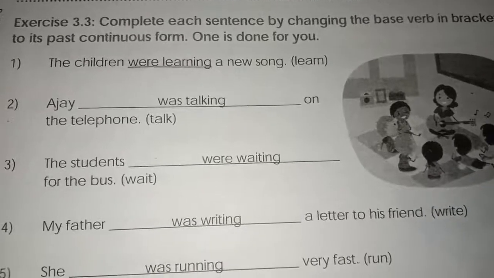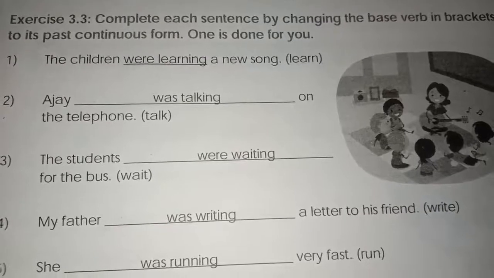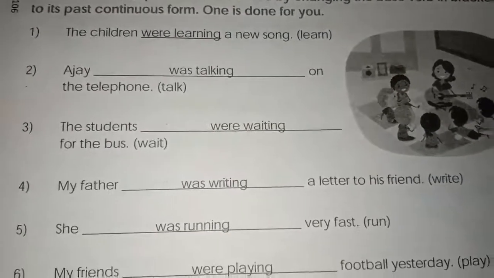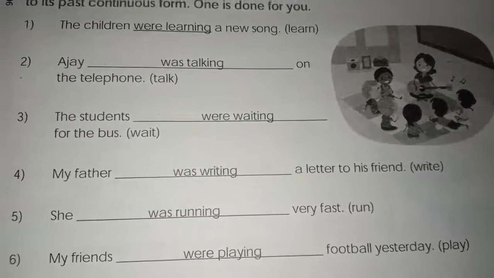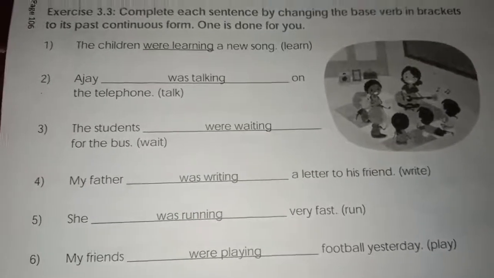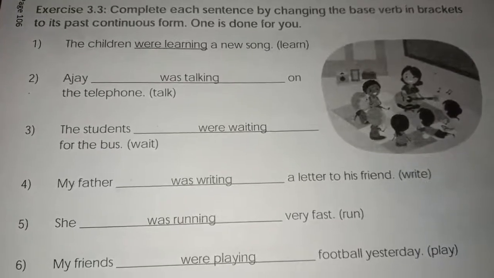Plural means you should use were. Singular means was. The students dash for the bus. Wait. The students were waiting for the bus. My father was writing a letter to his friend. She was running very fast. My friends were playing football yesterday. Understood, children? This is about your 3.3 completed, children.